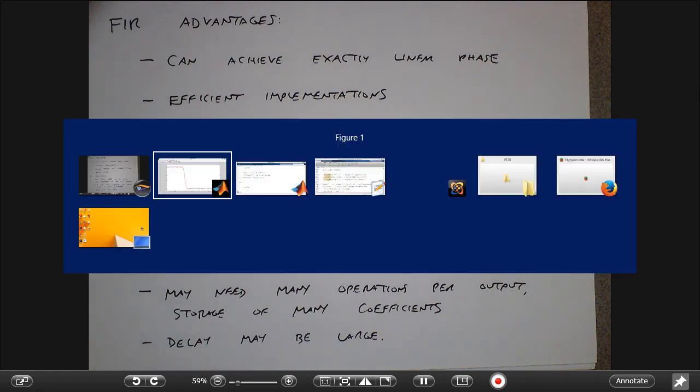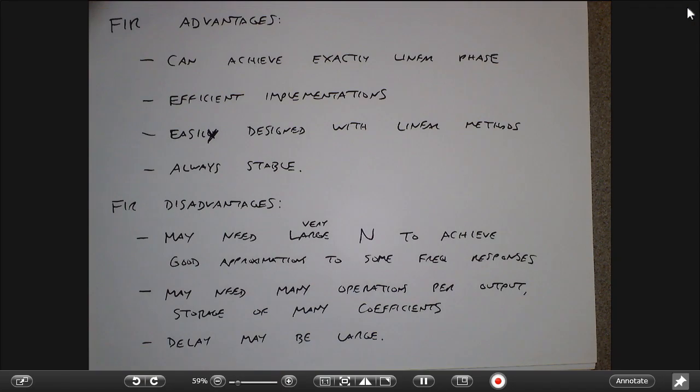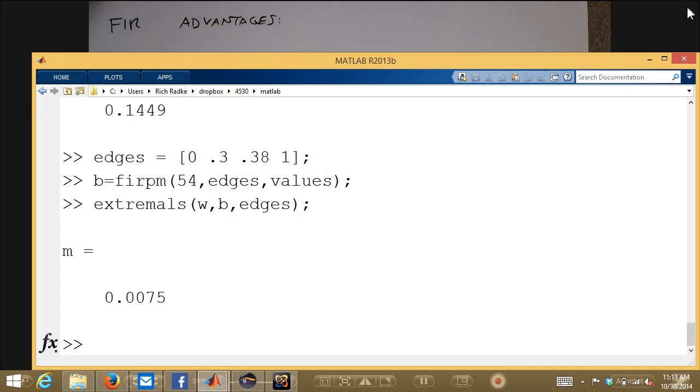Just kind of as a preview, Matlab has a bunch of built-in tools to help you design filters. And so, trying to remember what the best one is. I think there's one called Filter Designer.